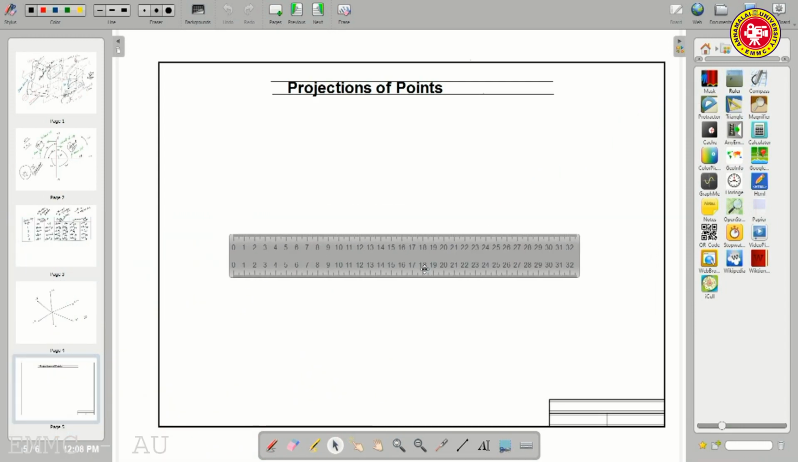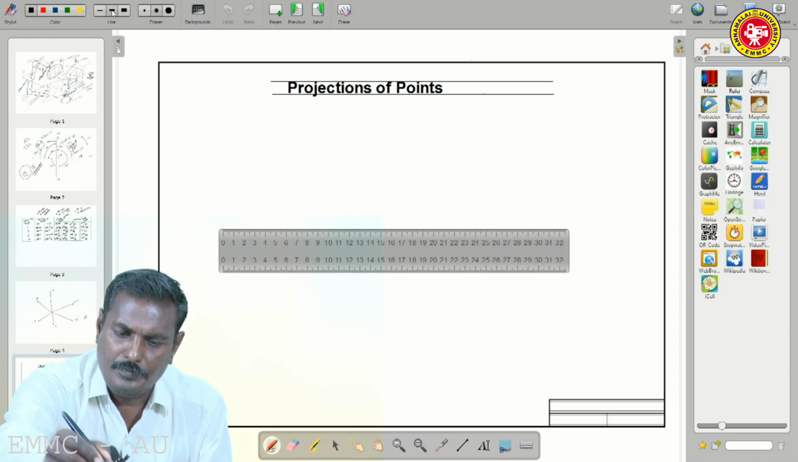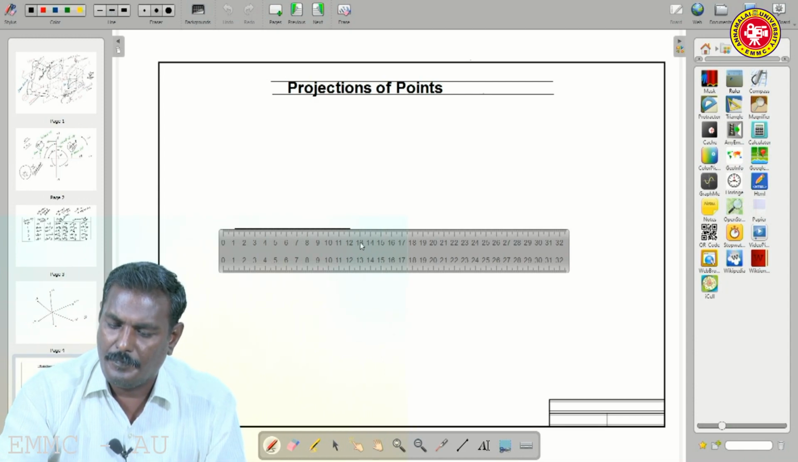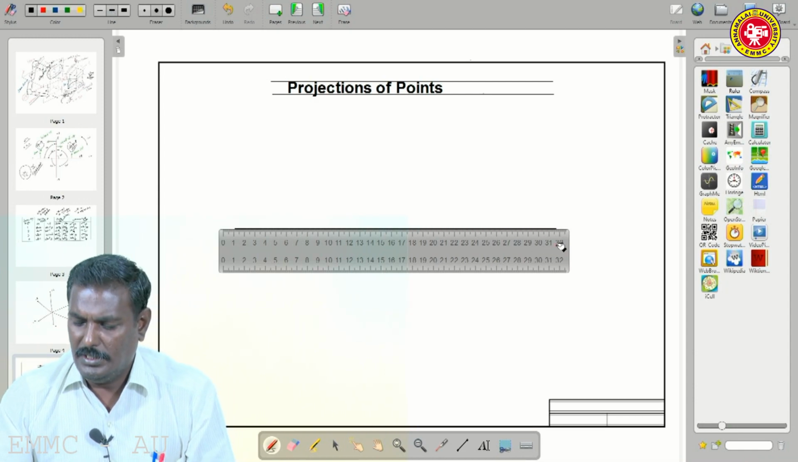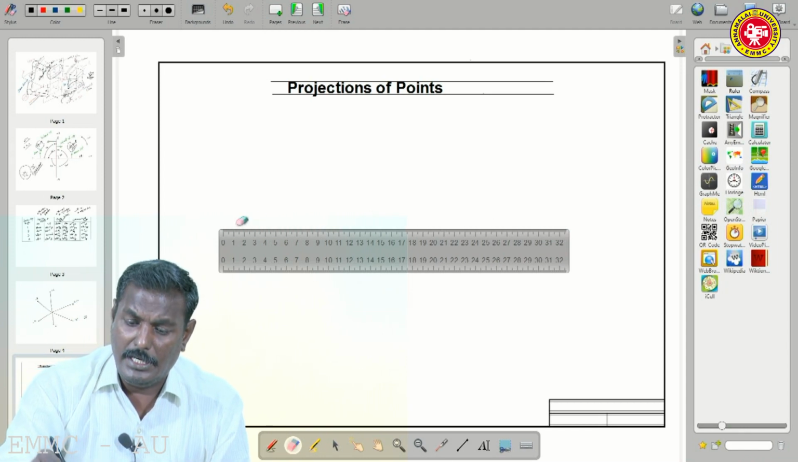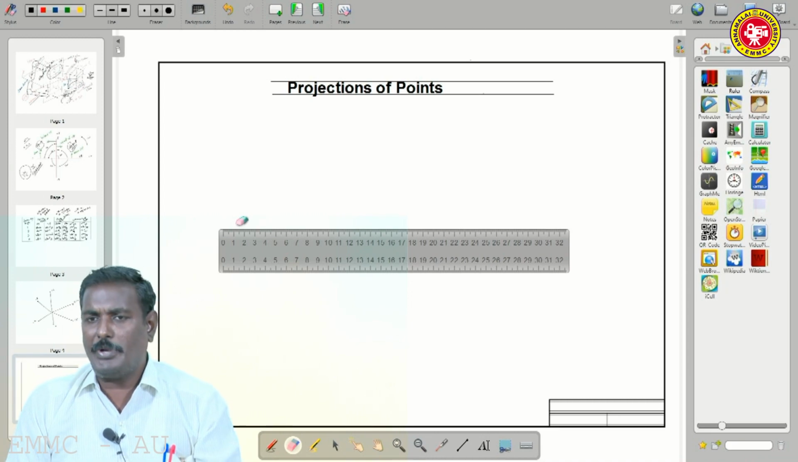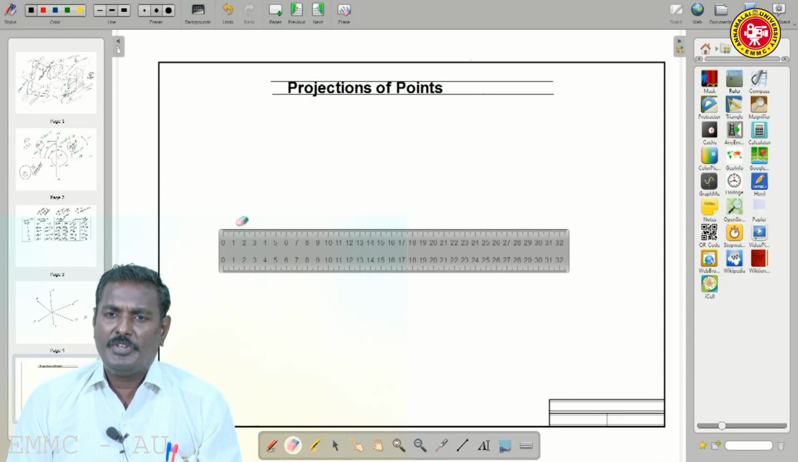Draw a horizontal line. I think it should be darker, is it? I will just rub it and come back. Draw a thin line, because one more important thing, not only for this particular practice but any drawing practice: initially you have to construct imaginary lines.